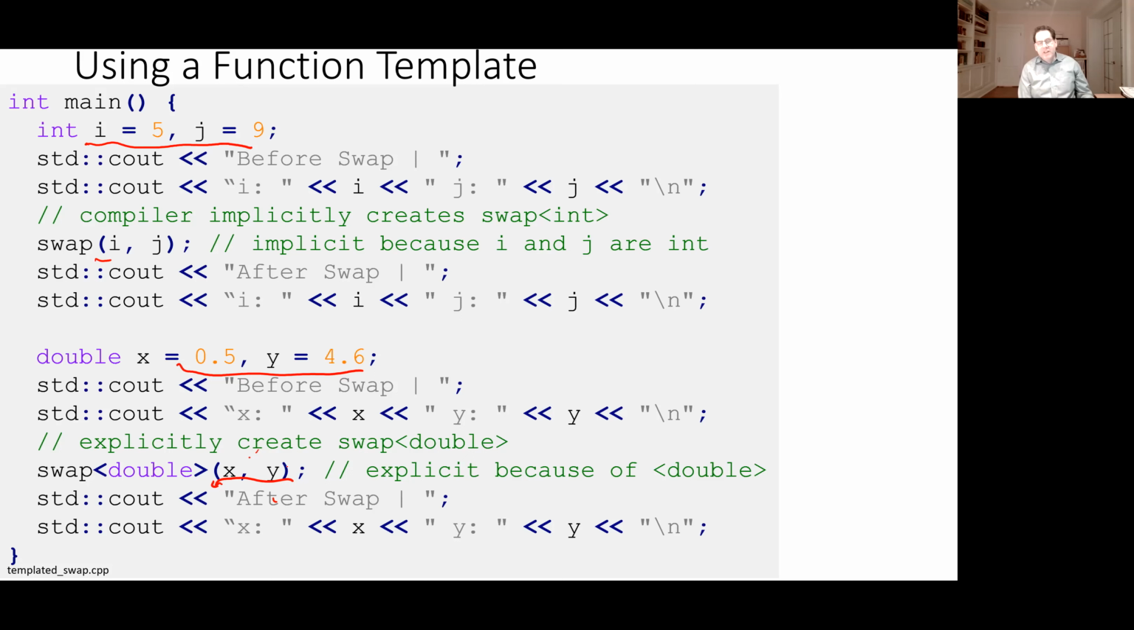It generates essentially the identical object or machine code, the stuff that actually runs, as you would get if you actually manually cut and pasted this swap function 50 times, pasted in the types 50 times, and then compiled all that. It just does all that for you. Does that make sense?